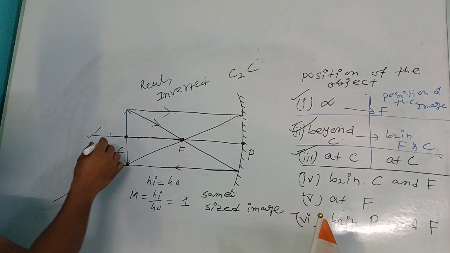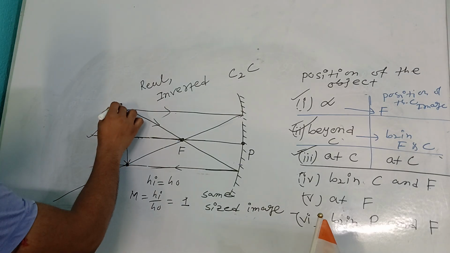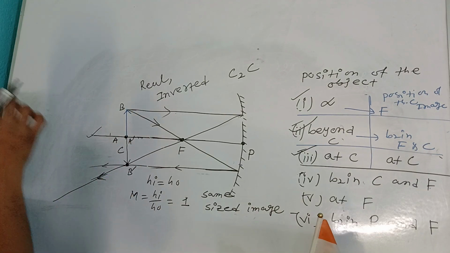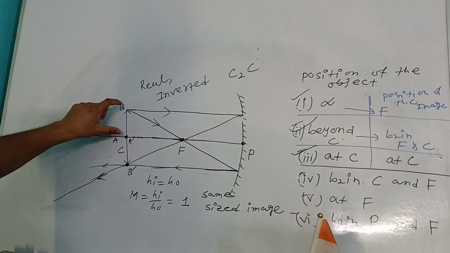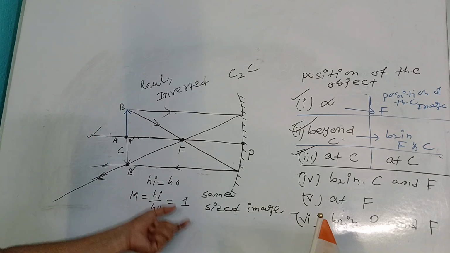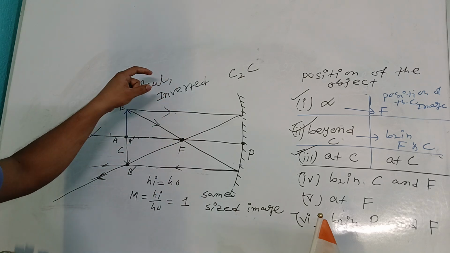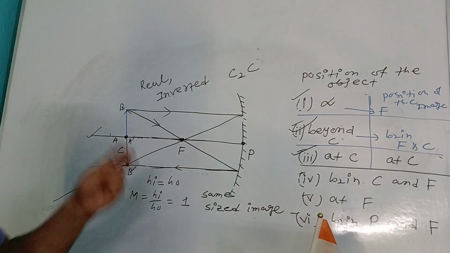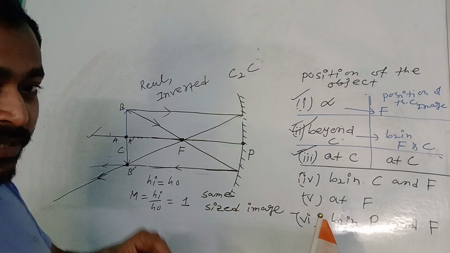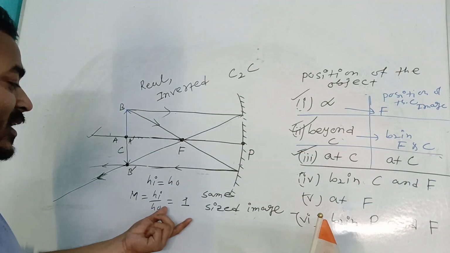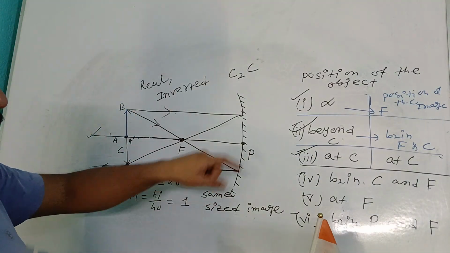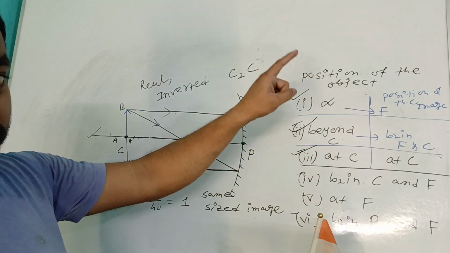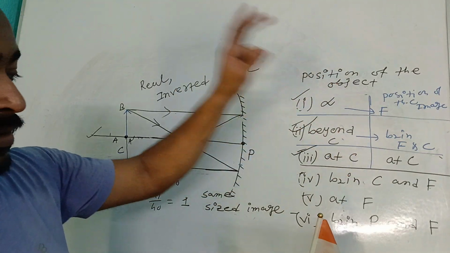So you can write, say if it is A, it is B, so image is what? It is A dash, B dash is the image. So object height and image height are same, so same size image, real inverted. Ignore virtual. So it is same size, real inverted, position C. So object position C, image position also C.